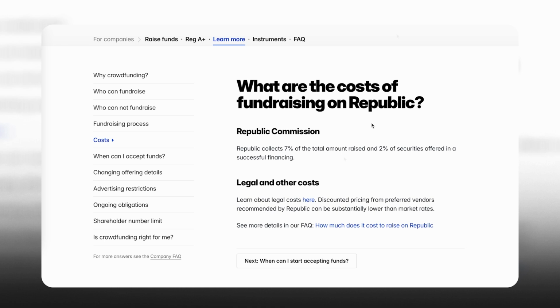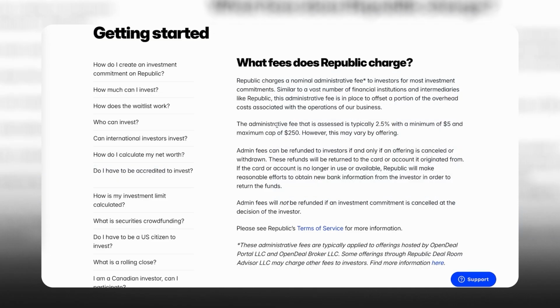One of the other quick ones I wanted to also share with you is that a lot of these companies that are going on Republic, they're giving 7% in terms of the total amount that's raised, and also 2% of the securities offered via a successful fundraising round. And this is really for, again, those companies that are raising money on Republic. As an investor, there is an administrative fee that's assessed, typically 2.5% with a minimum of $5 and a maximum of $250 when you are investing on Republic here via these live deals.